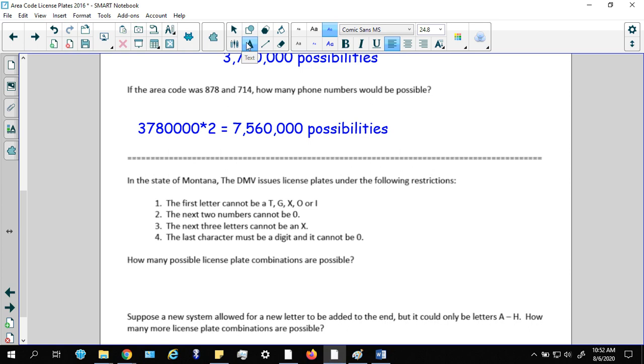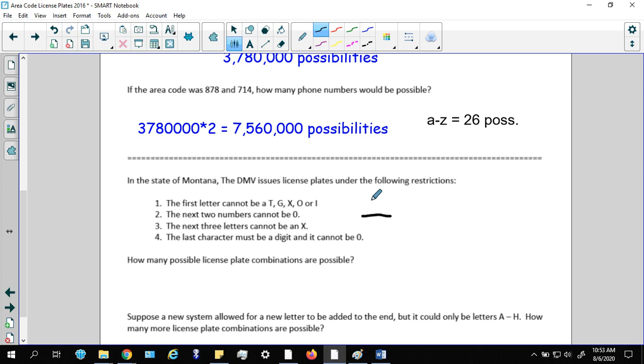When I start building this, I like to put blanks. It says the first letter, so I'm going to indicate the first letter by putting one blank here. Now, letters, again, giving you context off to the side here: letters A through Z gives you 26 possibilities. But you cannot use a T, a G, an X, or an O. So there's 5 possibilities that you can't use. That means in this first blank, you have a total of 21 possibilities that could go there. Okay, now keep reading.